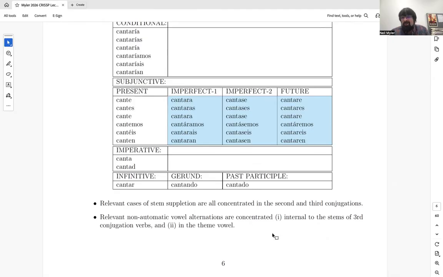Which means that really all of the relevant non-automatic vowel alternations are concentrated in third conjugation environments, because you find them in second conjugation verbs just in those tense forms where the distinction between second and third conjugations collapses in favor of the third.